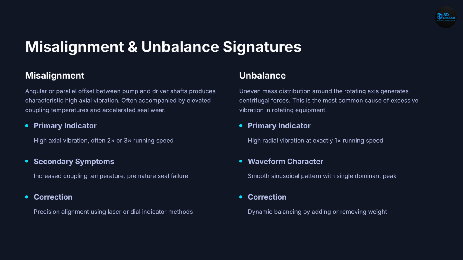Slide 8. Unbalanced signature. Unbalance produces high radial vibration at 1 times running speed. The vibration pattern is smooth and sinusoidal. This is one of the most common faults.